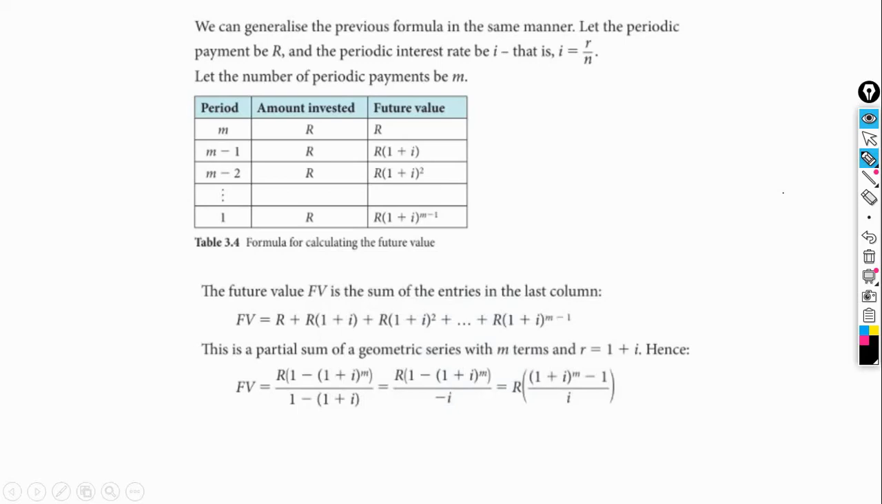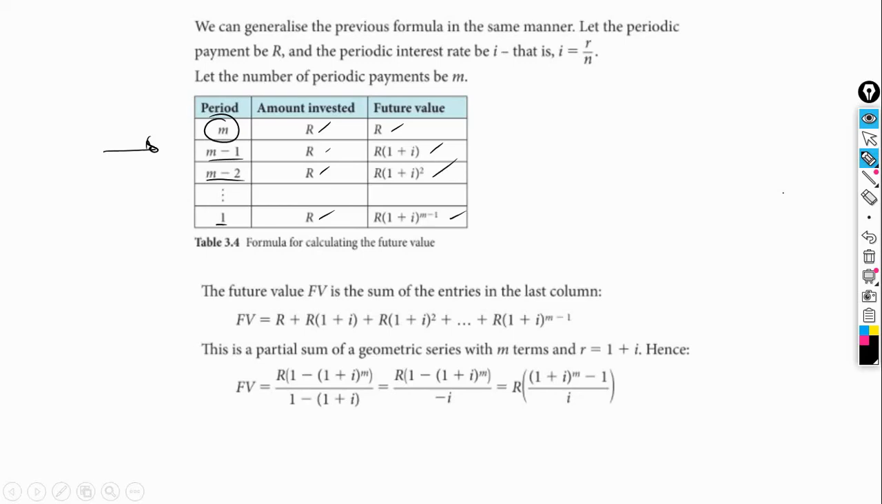So let's take a look at table 3.4. So here we have the periods, right? M, then M minus 1, M minus 2, all the way to 1. Here's the amount invested, which we use R for. So notice that the first year we have R. The second year it's going to be R times 1 plus I, and then R times 1 plus I squared, and so forth until we get R times 1 plus I to the power of M minus 1.